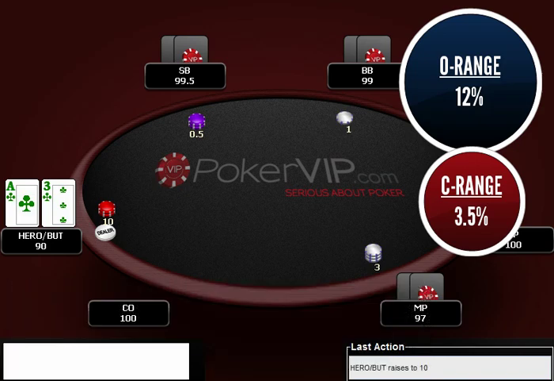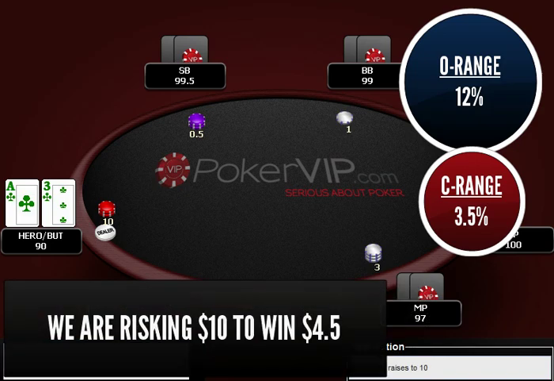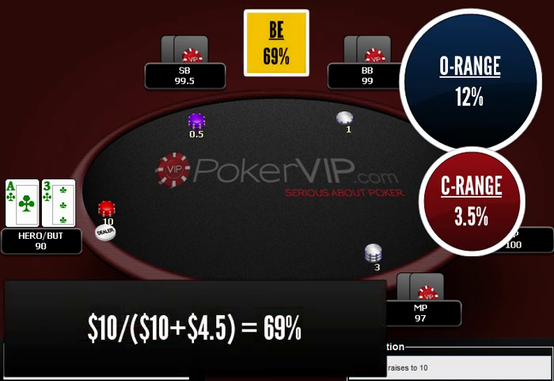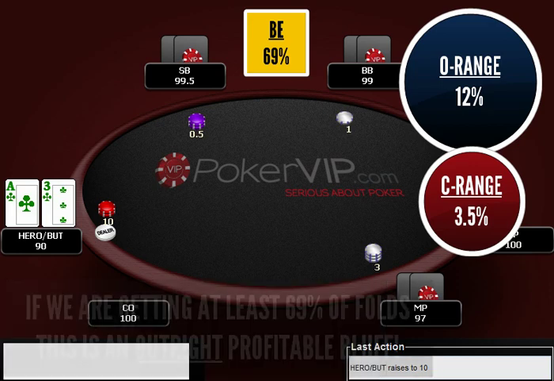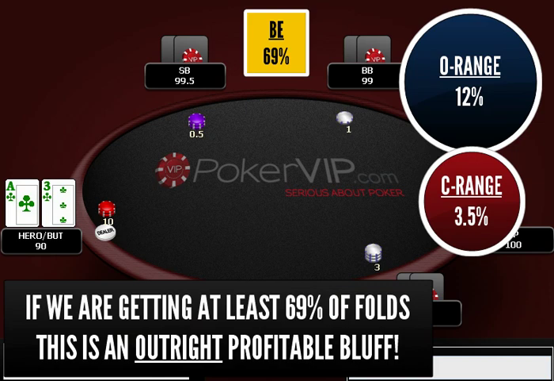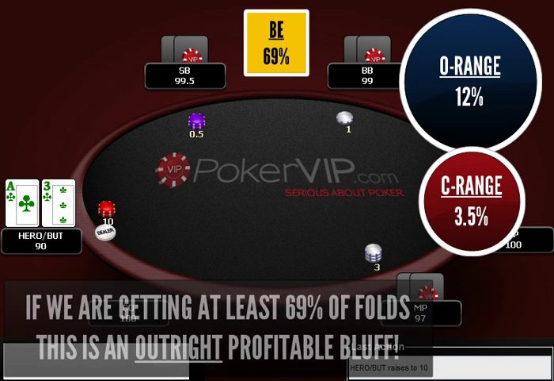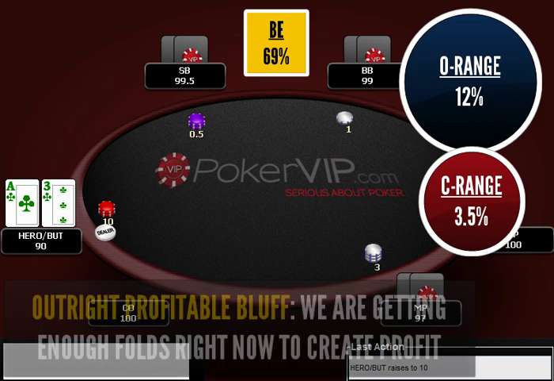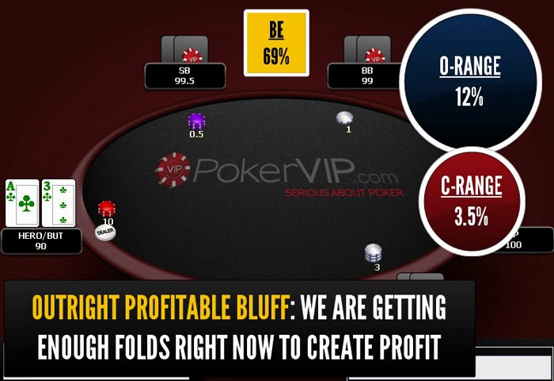Okay, so pulling out the math for a second, we are risking $10 here to win $4.50, which means that the break-even point is 69%. So as long as we're getting folds at least 69% of the time, this is going to be an outright profitable bluff. If we are not getting at least 69% of folds, this is not going to be an outright profitable bluff. Now, you may wonder what I'm talking about when I say outright profitable. What that means is that we're generating enough folds right this moment to show profit.